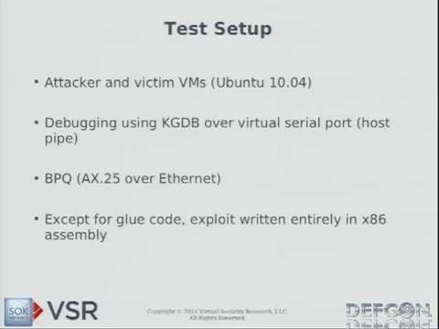For actually doing testing, I just had two VMs. I chose Ubuntu 10.04. The attacker is just a desktop machine. The victim is Ubuntu Server because that's a PAE build. For debugging, I just use KGDB. And for the actual networking, I was not sitting in my apartment doing this with radio equipment, driving my girlfriend crazy. I was using BPQ, which is an implementation of AX.25 amateur radio over Ethernet, so my VMs can talk to each other without me needing to buy radio hardware or get a license.